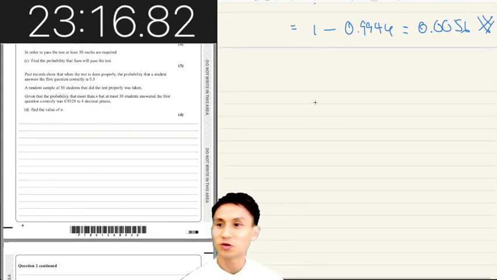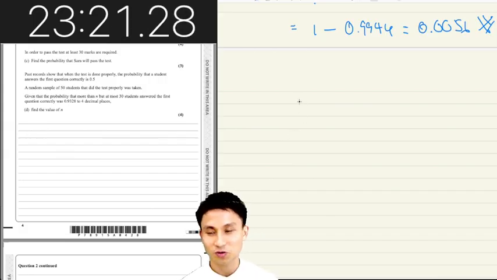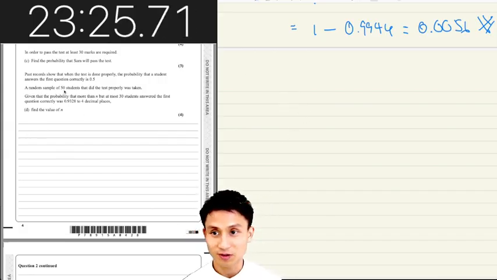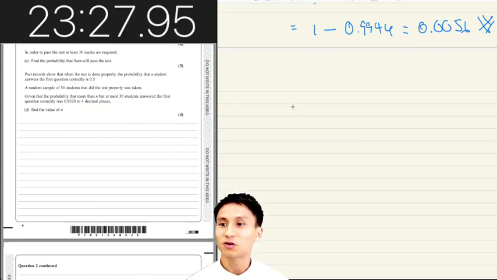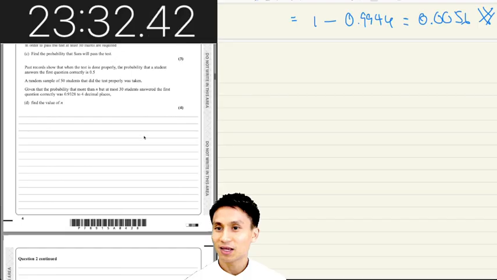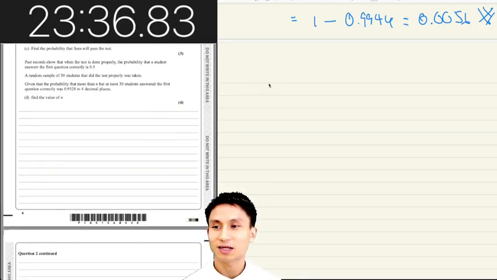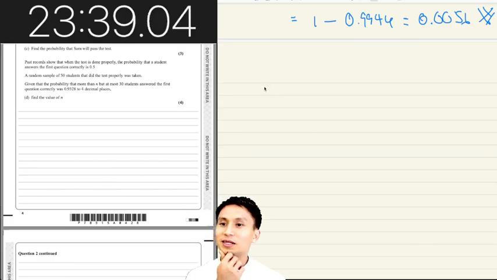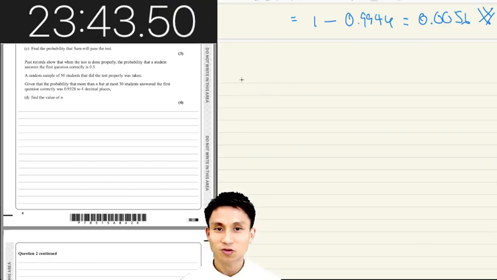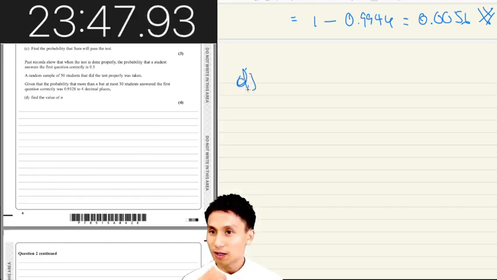Past records show that when the test is done properly, the probability that the student answers the first question correctly is 0.5. The first question, only the first question, right? Note that. A random sample of 50 students that did the test properly was taken. Given that the probability that more than n, but okay. So this is part D now.